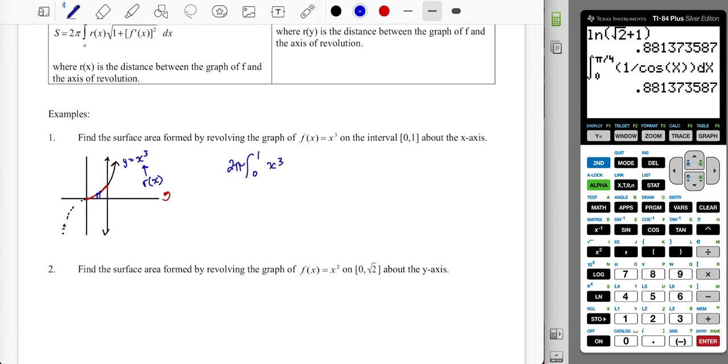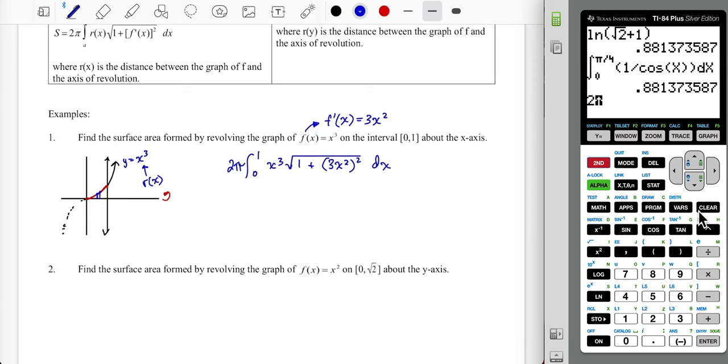So x cubed multiplied by, well, I would need an f prime of x, 3x squared. So I'm looking at 1 plus 3x squared dx.